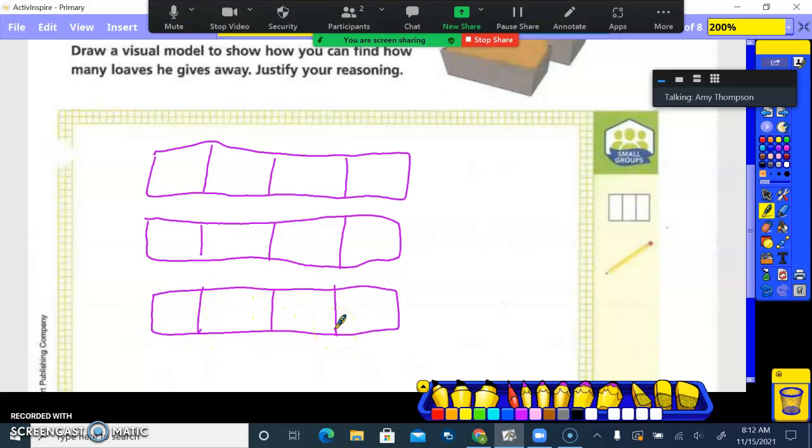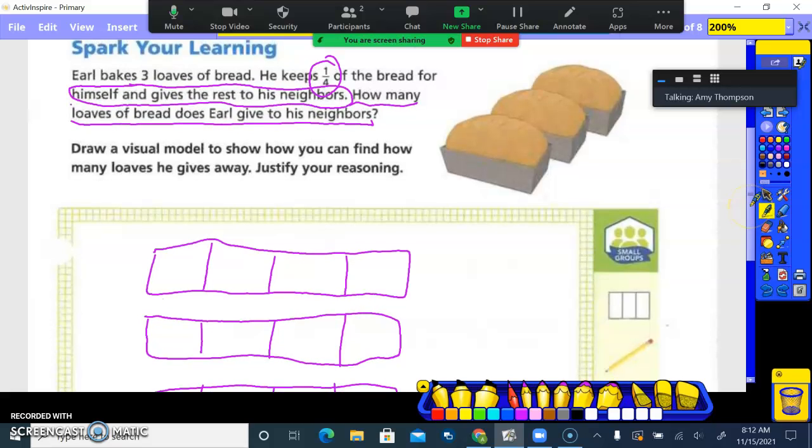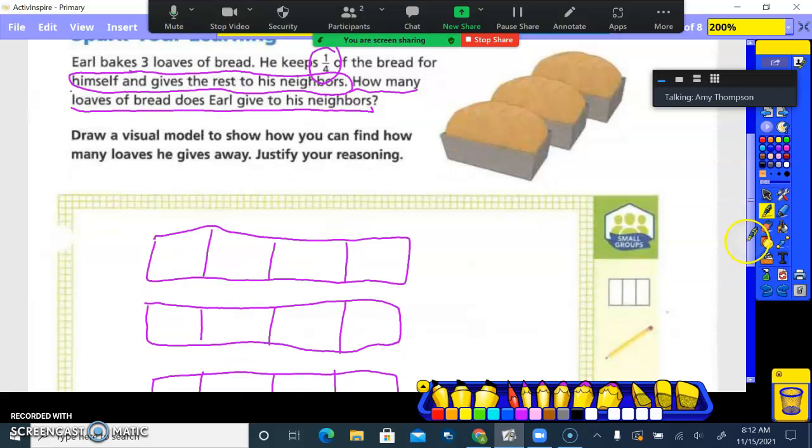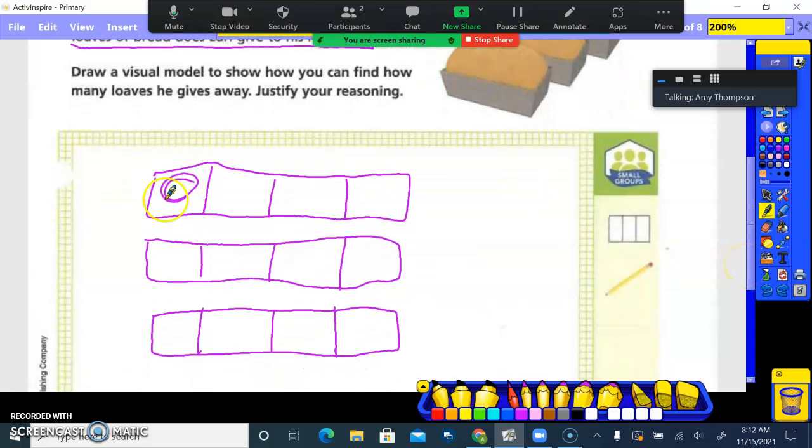Okay, now do they want to know what he gives away, or do they want to know what he is keeping? What he gives away, right? So do we need to know 1/4 or 3/4? 3/4. So we're going to actually color in 3 boxes.